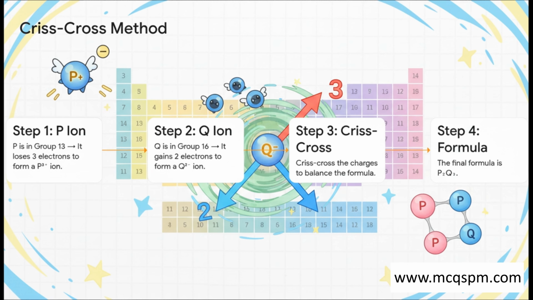Now element Q is in group 16. That means it has 6 valence electrons. It's a taker. It needs just 2 more to get to a stable 8. So it gains 2 electrons, forming a Q2- ion.